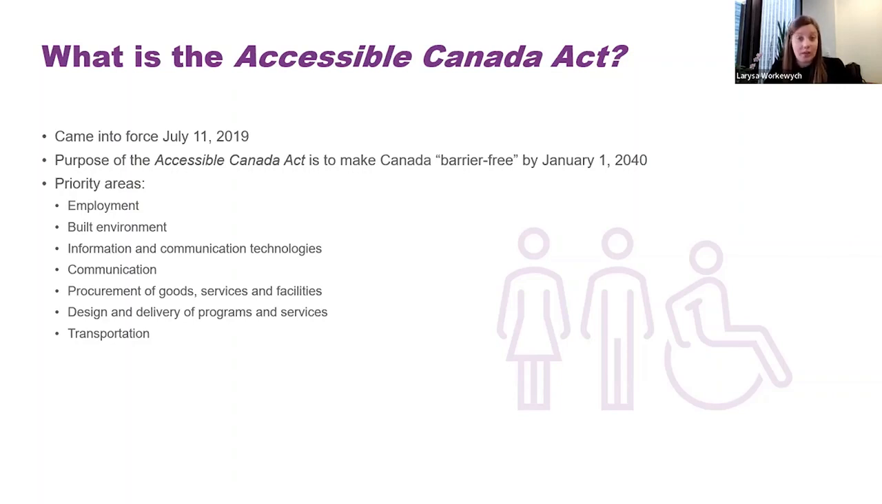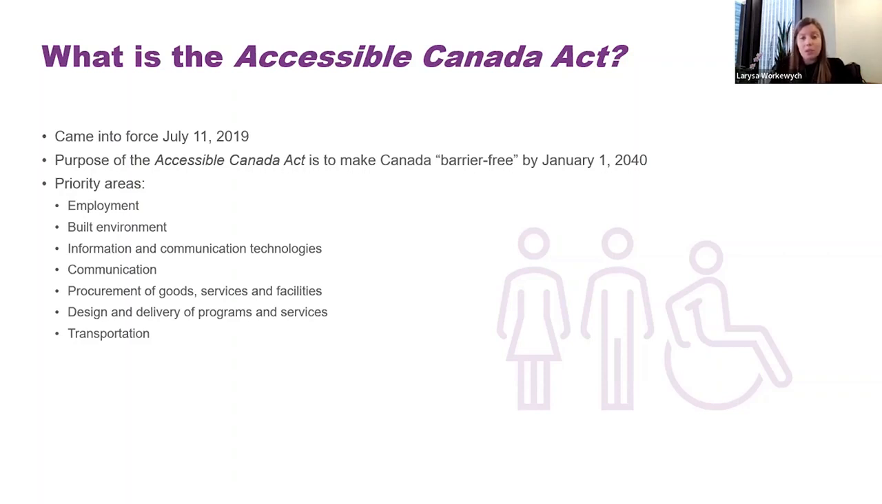grounds, including disability. You're also likely very familiar with the Canadian Charter of Rights and Freedoms of 1982 and the equality rights that are protected within it. And both of these pieces of legislation play a very important role in the human rights landscape of Canada. So much so that when preparing and drafting the Accessible Canada Act, both of them were explicitly referenced and highlighted in the preamble.